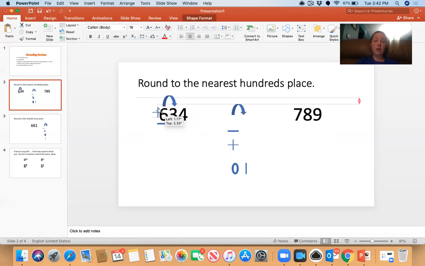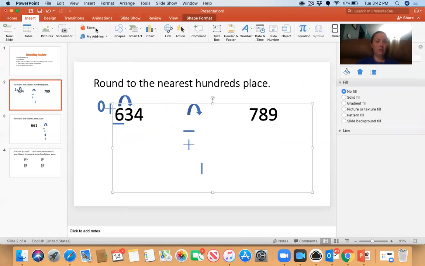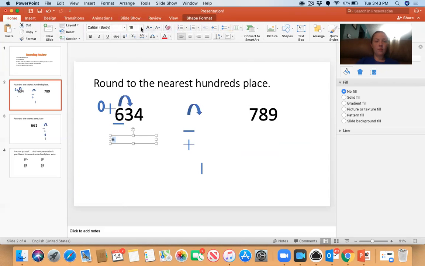So what I'm going to do here, and I had you do this in class also, if it stays the same, I'm going to put plus 0. That means we don't add anything to it. So my 6 is going to stay the same. And then I'm going to come down here and insert a text box. So I'm going to write a 6 down there and make it bigger so you guys can see it. So my 6 stays the same.